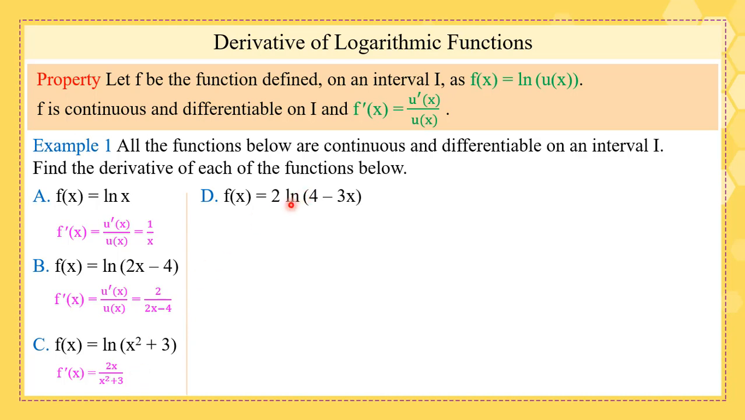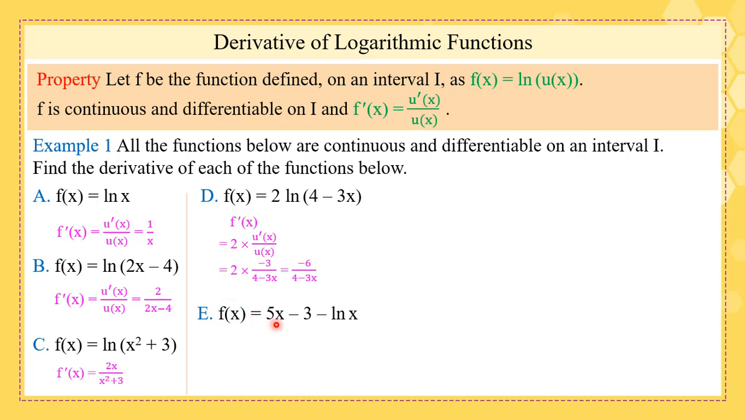Now f of x is 2 ln of 4 minus 3x. Well, f prime of x in this case would be 2 times u prime of x over u of x, which is 2 times the derivative of 4 minus 3x, which is negative 3, over 4 minus 3x, which is negative 6 over 4 minus 3x. Remember here, dear students, that we are multiplying ln u by a constant, so for the derivative we leave the constant aside.